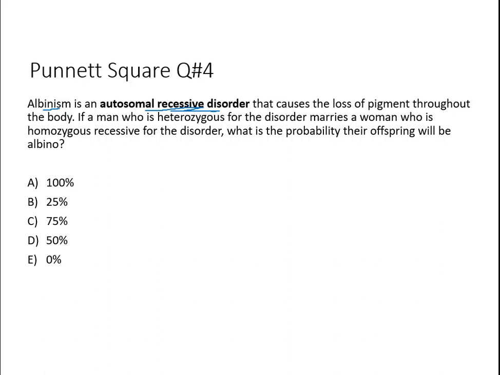Now again, read the question stem and determine the genotype for the man and the genotype of the woman. The man is heterozygous, so go ahead and write that down. Choose any letter that you would like to use and write down the genotype for this heterozygous male. Then write down the genotype for this homozygous recessive female. Do the Punnett square and determine what percent of their offspring will be albino.